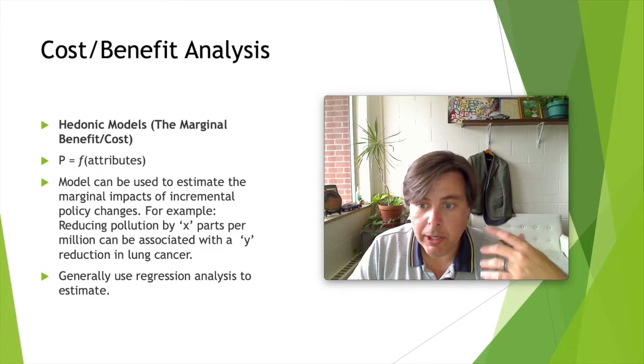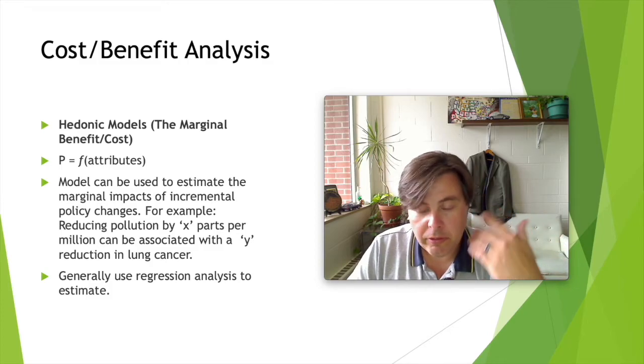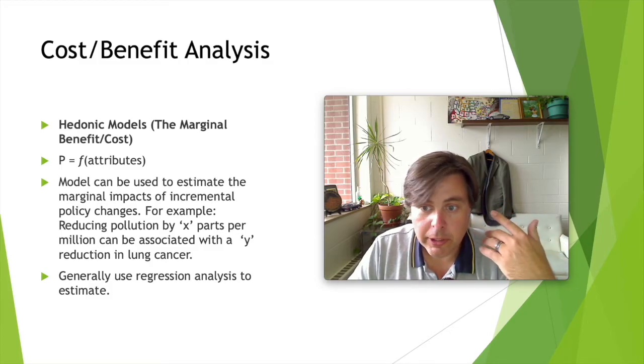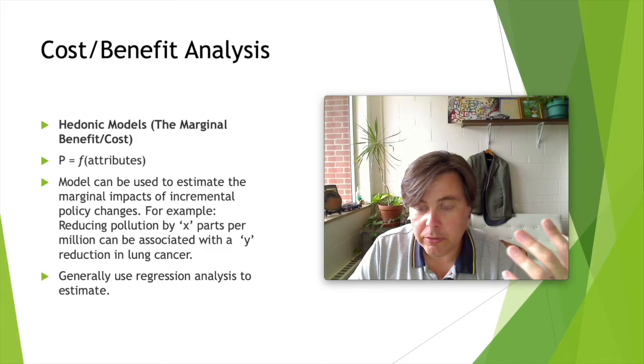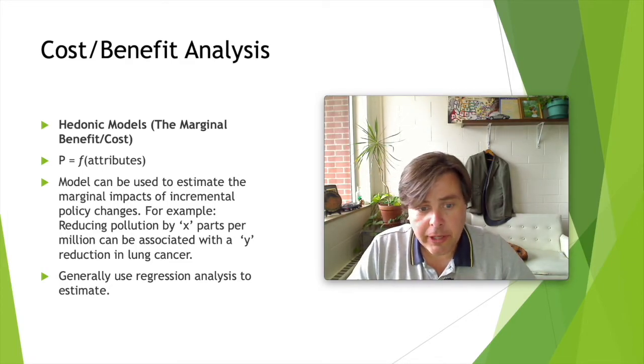So if they're willing to pay $200,000 for a 3-bedroom house when it's near the airport, but you take that same house and move it 10 miles away from the airport, and now they're willing to pay $300,000 for it, it tells you that being located next to an airport costs that house $100,000. We use regression analysis to estimate these.